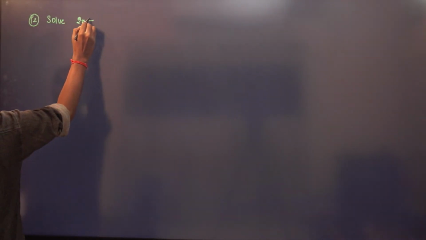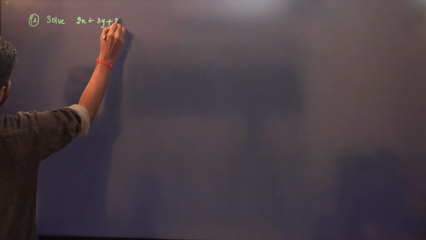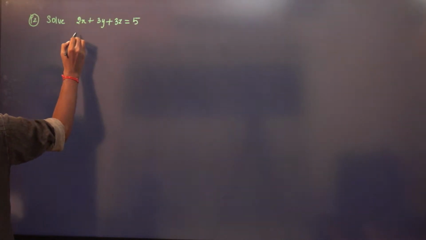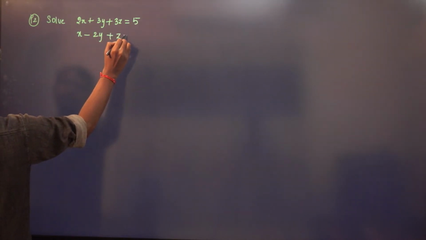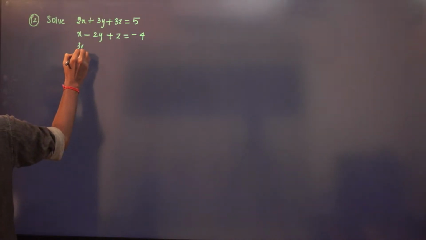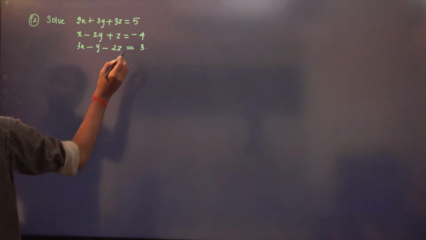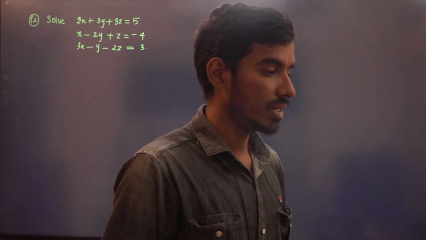So solve 2x + 3y + 3z = 5, x - 2y + z = -4, 3x - y - 2z = 3. See, we don't know whether this has a unique solution, infinite solutions, or no solution, right?